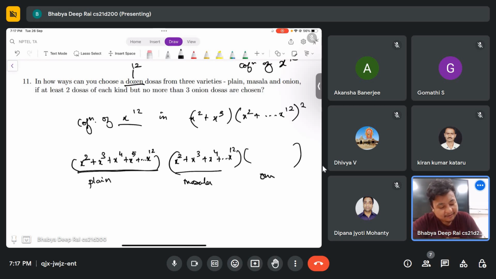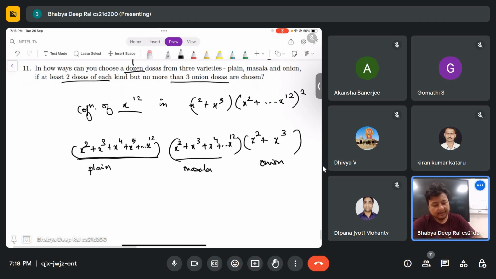And now onion. This is my choice for onion dosa. If I have to choose onion dosa, I cannot go all the way till 12. I cannot choose 12 onion dosas. I cannot choose 11 onion dosas. Why? Because they are saying no more than 3 onion dosas are chosen. I cannot even choose 0 or 1 onion dosa because two dosas of each kind need to be chosen. So 2 onion dosas or 3 onion dosas are chosen.